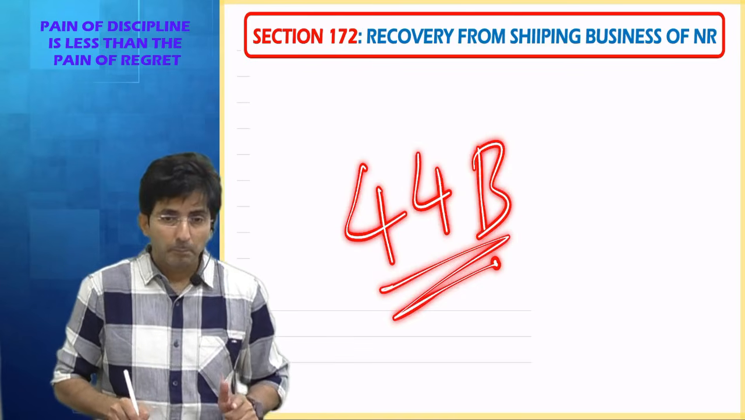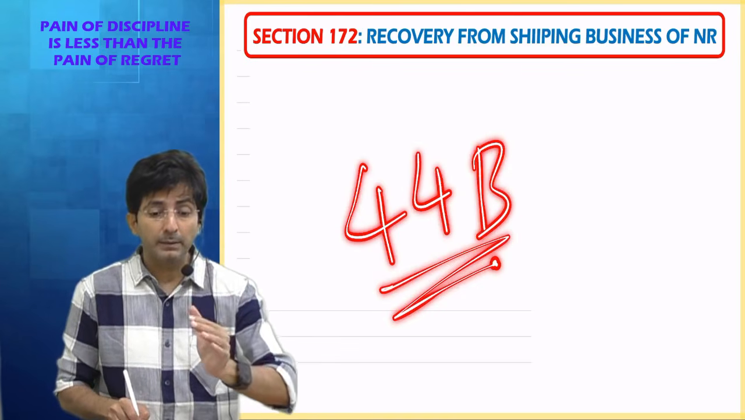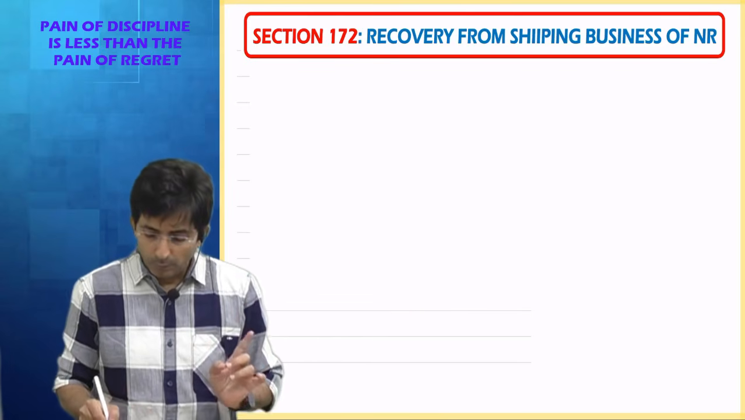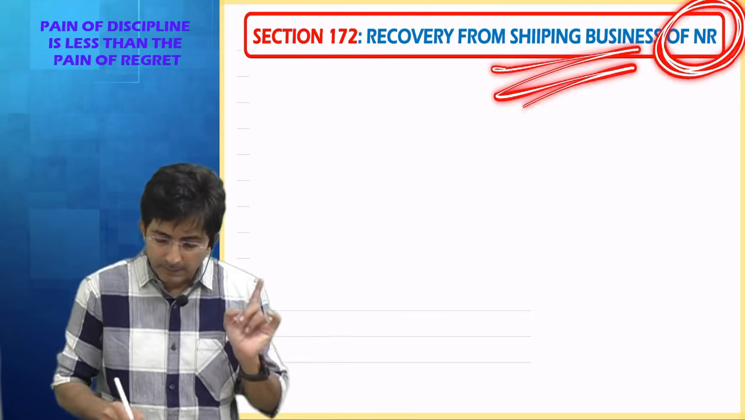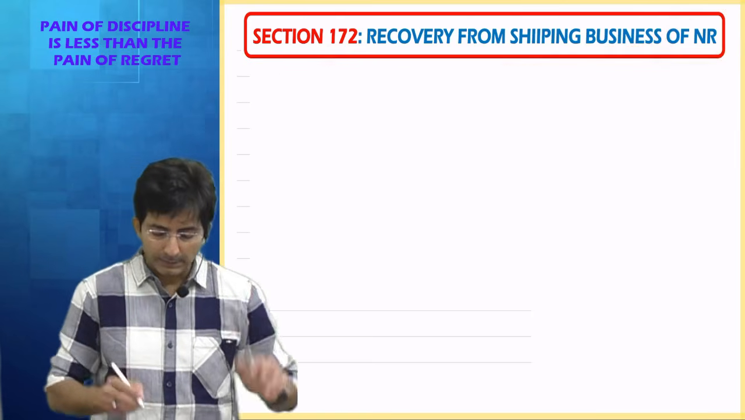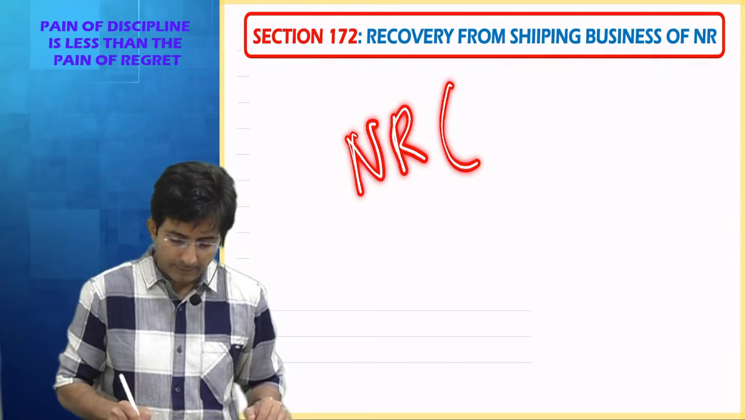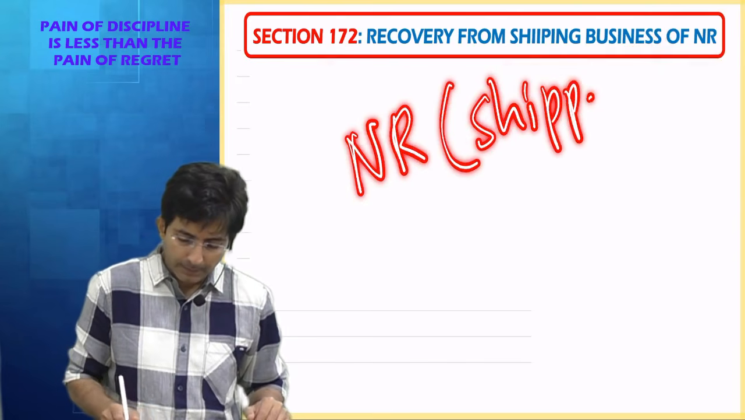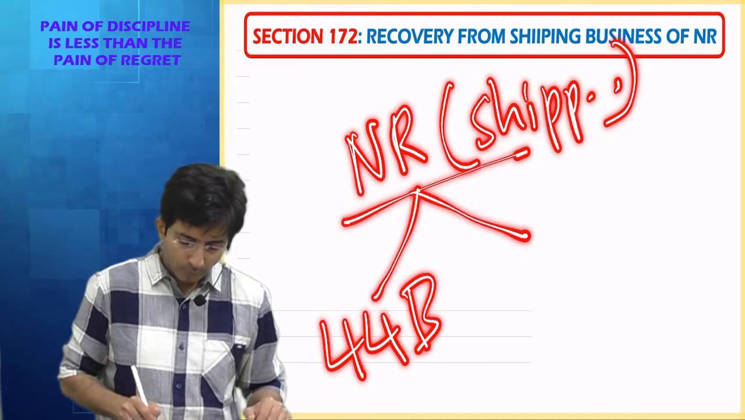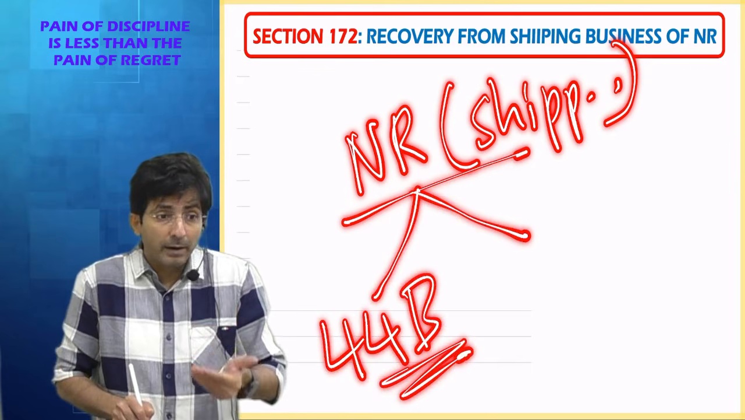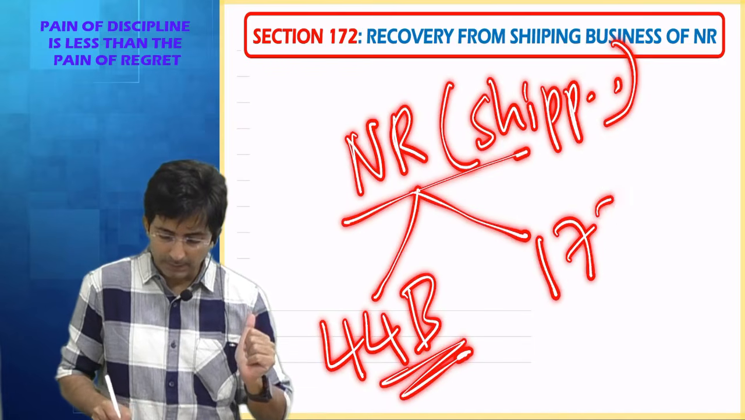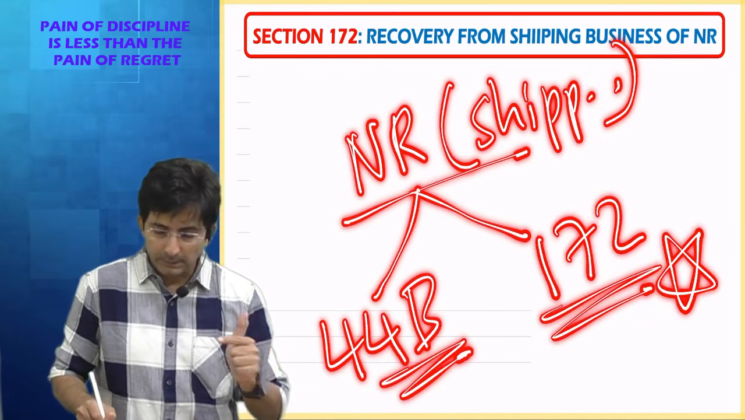44B. But that section was explaining the method of computing PGBP. Now, for that same non-resident having shipping business, there is one more section. For a non-resident having shipping business in India, there are two sections. One section is 44B. It explains the method of computing PGBP. There is one more section, 172. This I will explain.